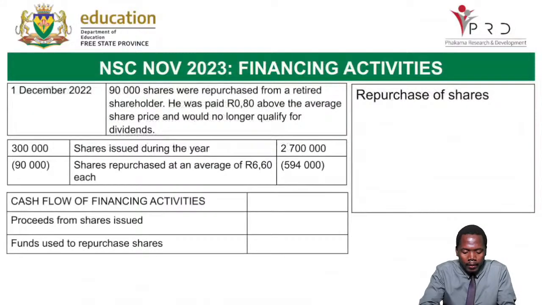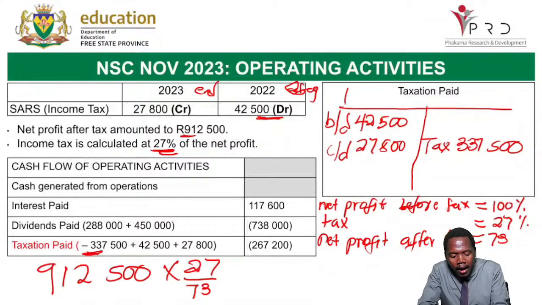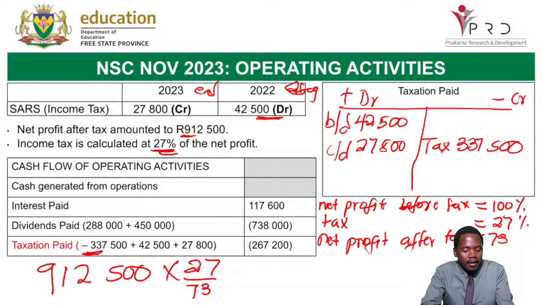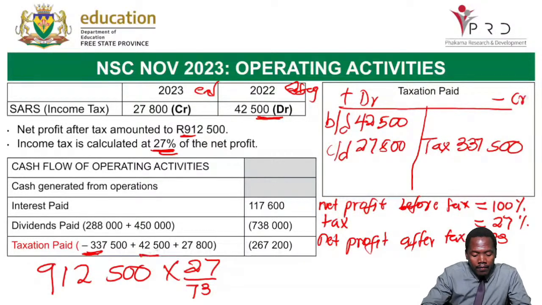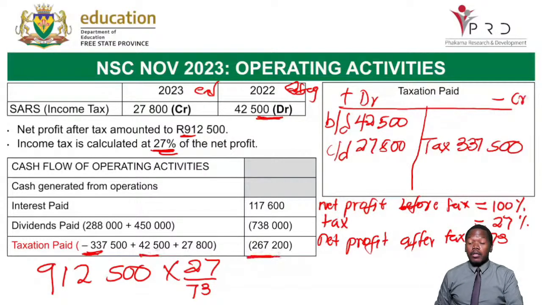Okay, so we're just going to go back a little bit. 27,800. Now remember, what is on the debit side is a plus, what is on the credit side is a minus. That is why we have 42,500 plus 27,800 minus 337,500. And then we get our taxation to be 267,200. Okay, now that is our answer. There we are given all of these figures. Now with the interest paid and the dividends paid, we did discuss these earlier on. So we are now done with our operating activities.